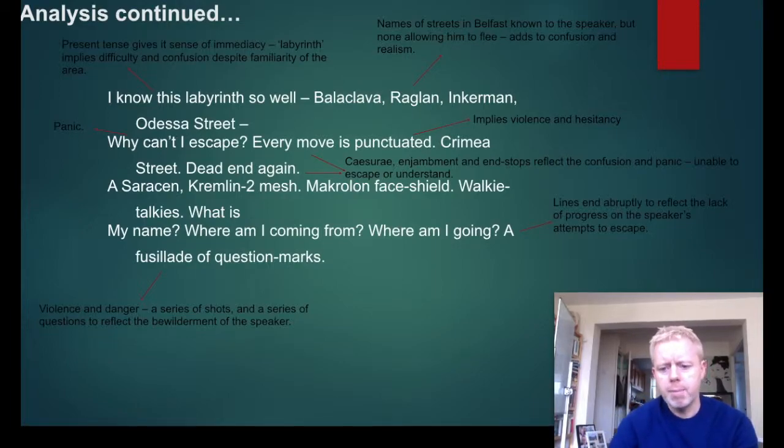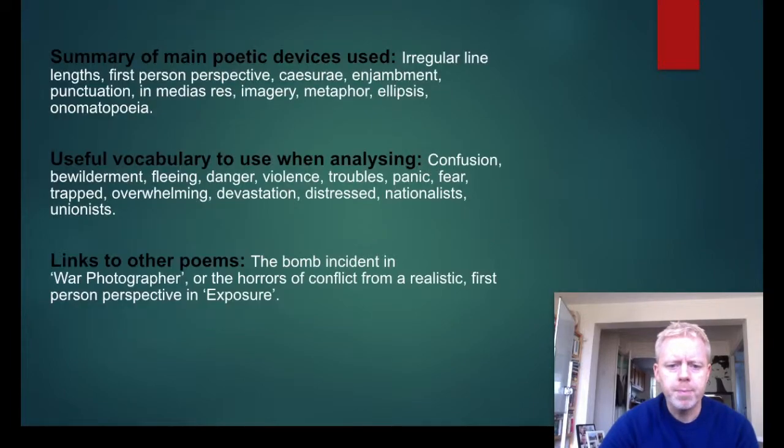Okay, hopefully that is plenty for you to sink your teeth into in terms of preparation for your exam. A reminder of the summary of the poetic devices that are used here. Remember, method and meaning: you have to identify these but also explore their meaning and the effect they have. Irregular line length, first person perspective, caesura, enjambment, punctuation, in media res, imagery, metaphor, ellipses, onomatopoeia.